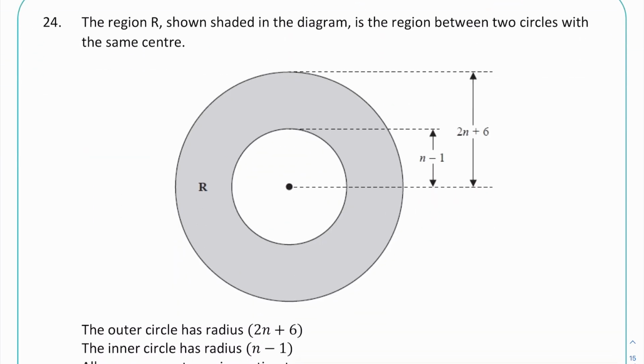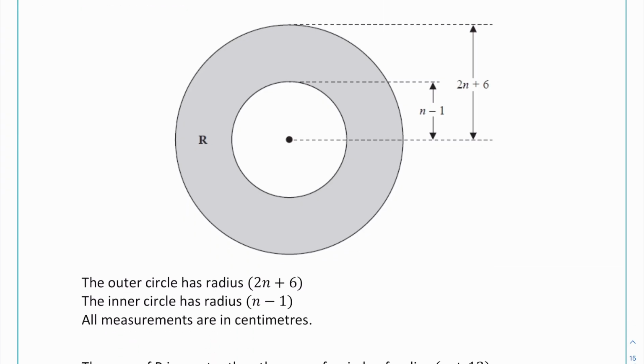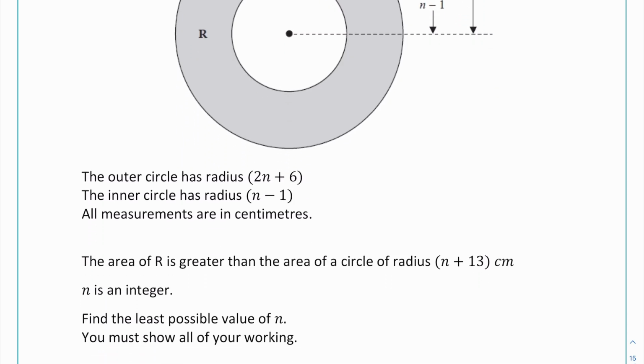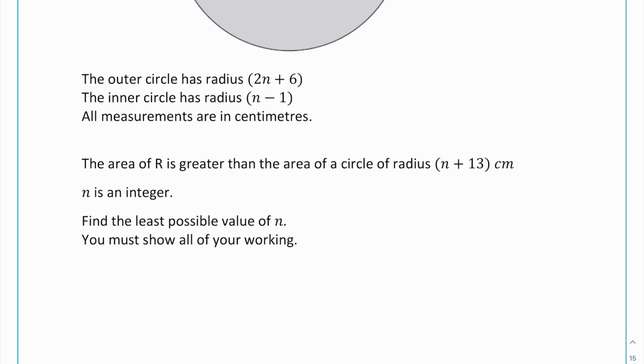So question 24. We have the region R in the diagram, which is the region between 2 circles with the same centre. So we can see that there, we've got this shaded region. The outer circle has a radius 2n plus 6, the inner circle n minus 1, and all measurements are in centimetres. The area of R is greater than the area of a circle with the radius n plus 13. N is an integer, find the least possible value of n, and you must show your working.